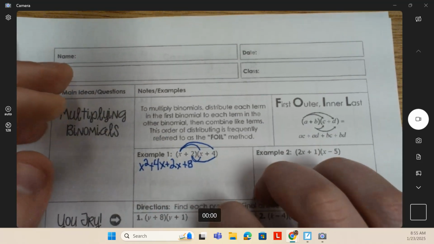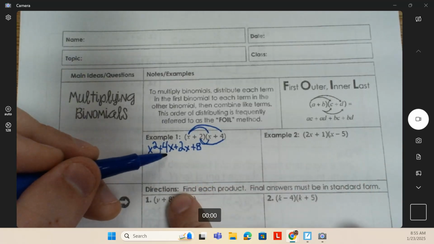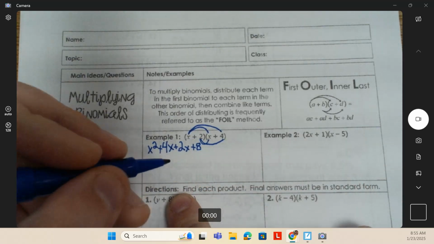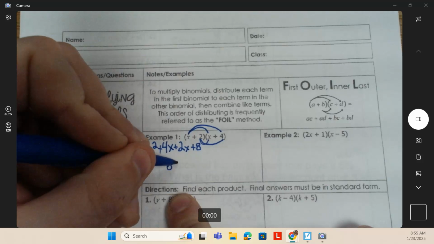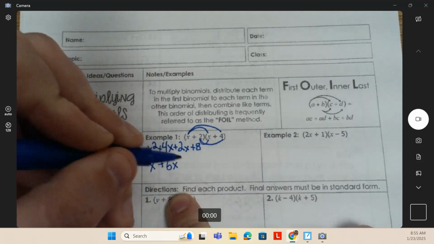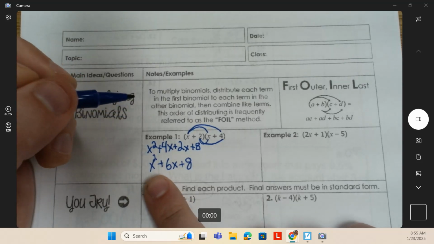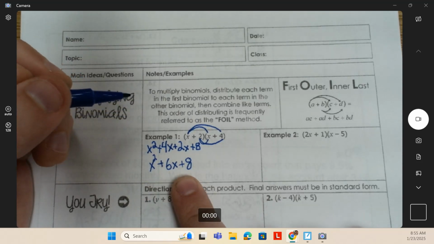Then all I do is combine like terms, and it should just be the two middle ones each time. 4 and 2 give me 6x. And I have x squared, which stays the same, and 8. And so what we'll end up with is called a trinomial.